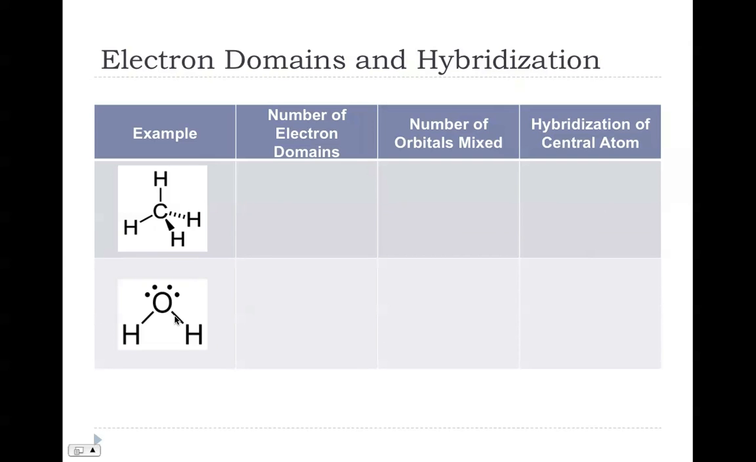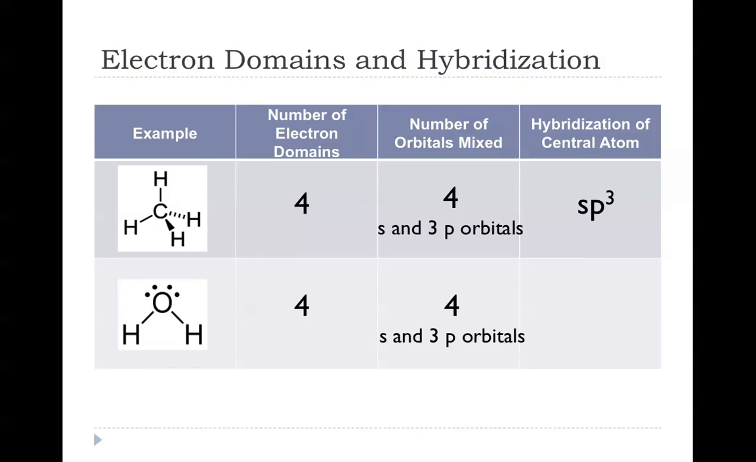Here we have 2 examples where we have 4 domains. In the first one with methane, we have 4 bonds. Okay, that means then that I'm going to mix 4 orbitals, s and 3 p, which means my hybridization is sp3. In this example with water, I have 2 bonds, and I also have 2 pairs of electrons. So I have 1 domain, 2 domains, 3, 4. So this is another example where I have 4 electron domains. So same thing, I'm going to be mixing s and 3 p orbitals, which means I have a hybridization of oxygen being sp3.